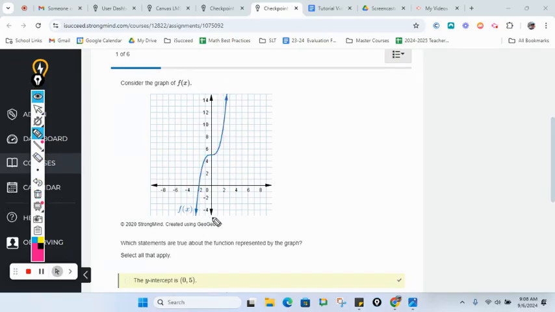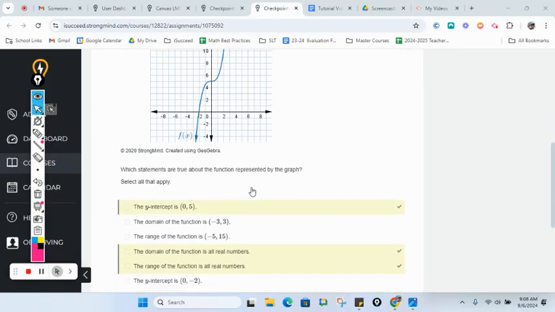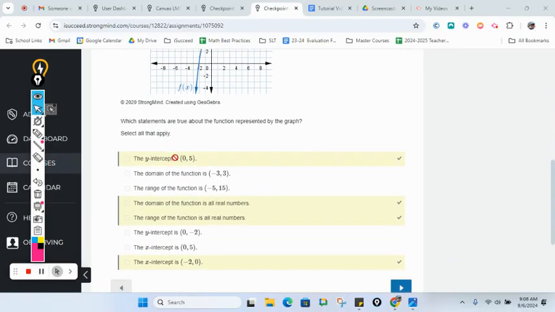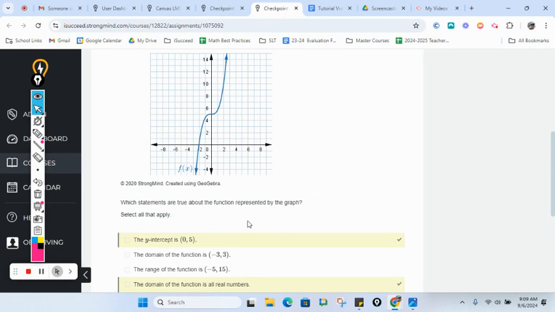So which one is being captured in our options down below? Okay, the y-intercept is at (0, 5). Yes, we identified that. The x-intercept is at (-2, 0). Yep, we identified that. But what we didn't talk about is the domain and range. So I'll pop back up to the graph to talk about the domain.